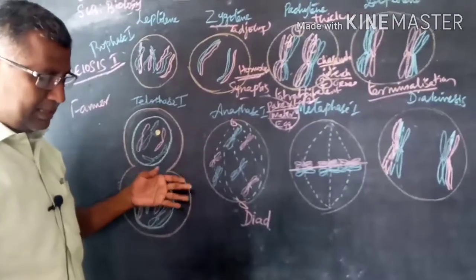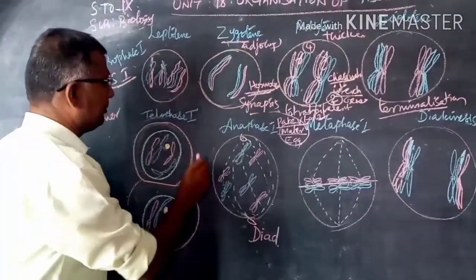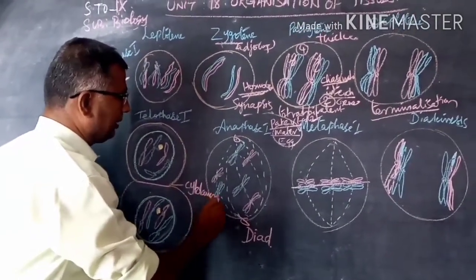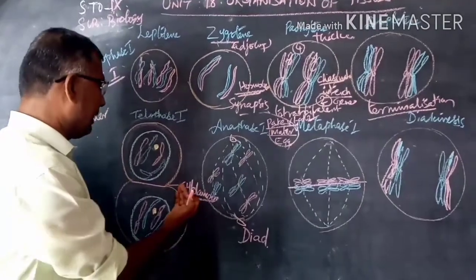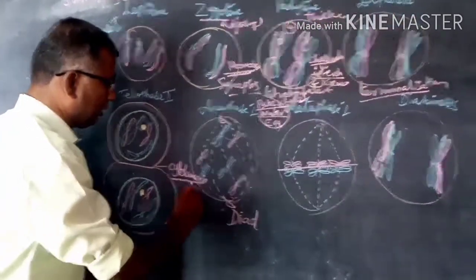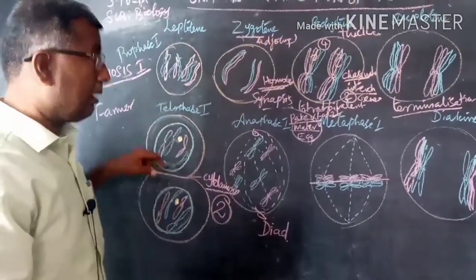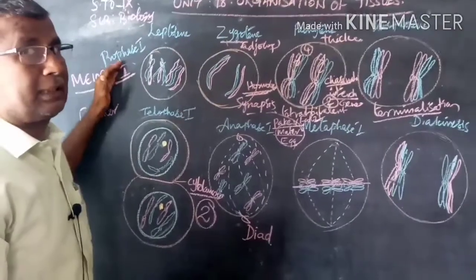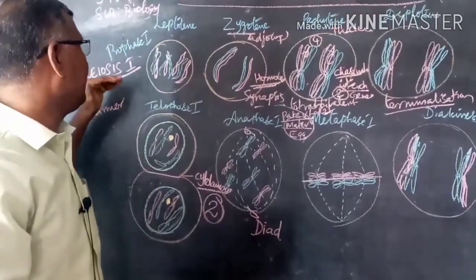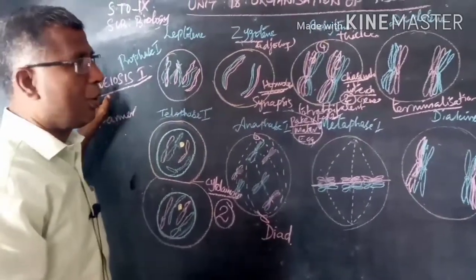Then cytokinesis, the division of cytoplasm. Division of cytoplasm is called cytokinesis. The cytokinesis always takes place from the right angle to the left. Then the result is two daughter cells. These two daughter cells do not resemble their parent cell. So that is why it is called heterotypic division. So until now we have seen meiosis 1.